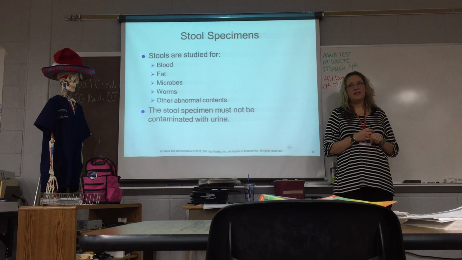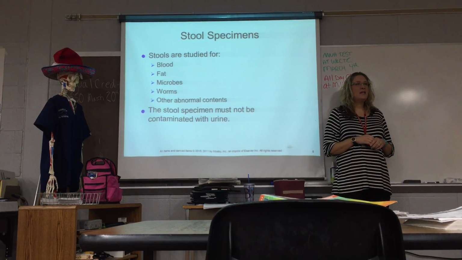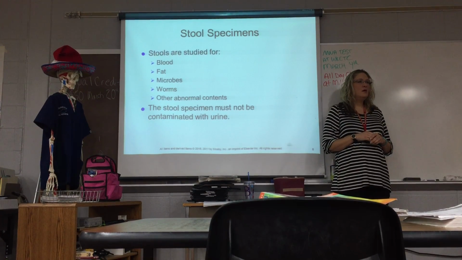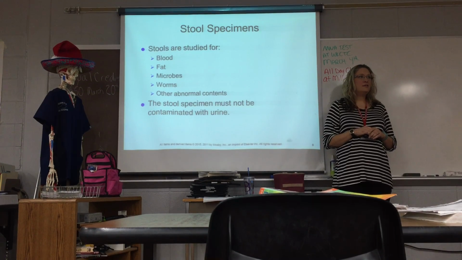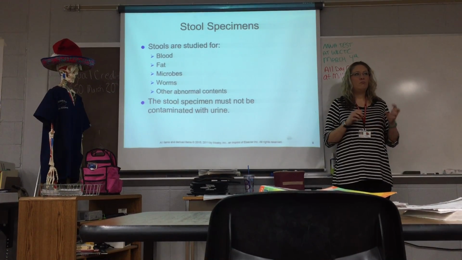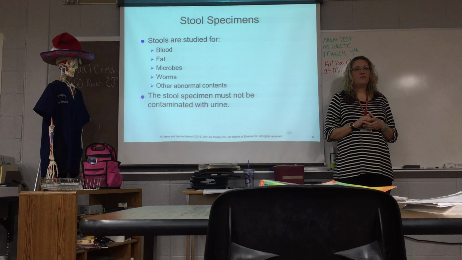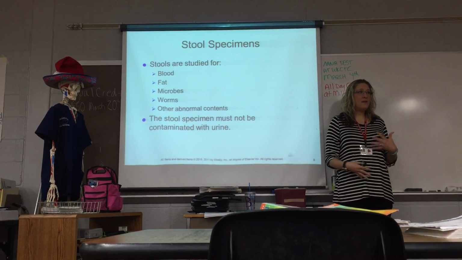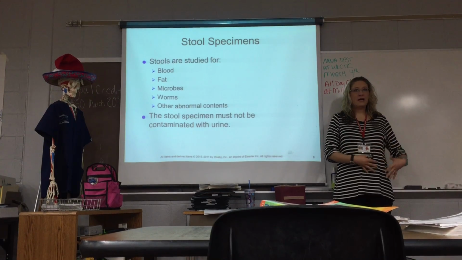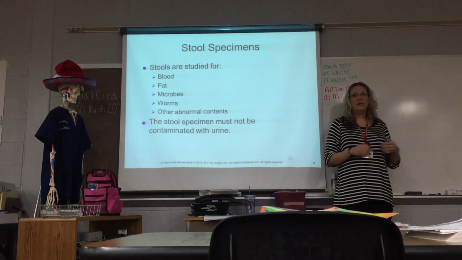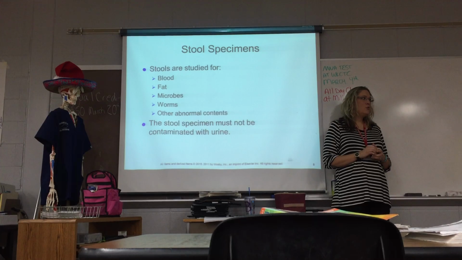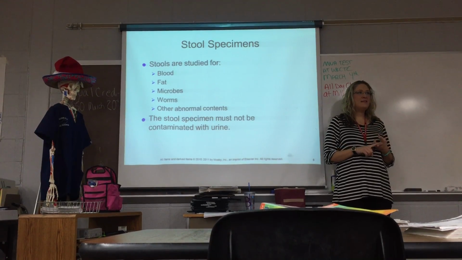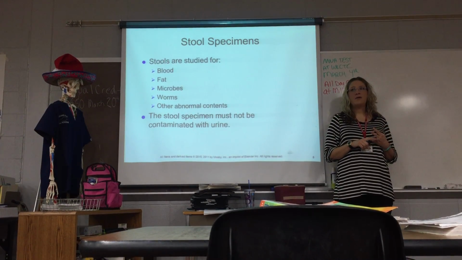Now, stool specimens. There's a lot of things we look for in the stool. One of the main things that we do is called an occult blood test. We're looking for blood in the stools, because we can tell if someone has some type of internal bleeding, like in their bowel system, depending on these tests. Okay, so we're looking for blood, maybe fat, maybe microbes.